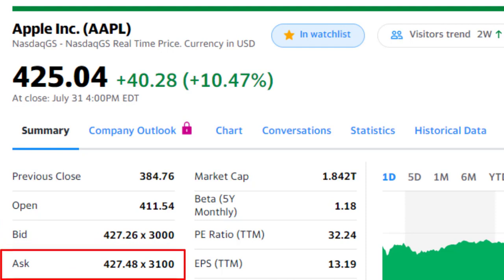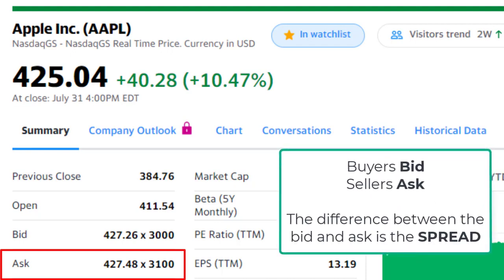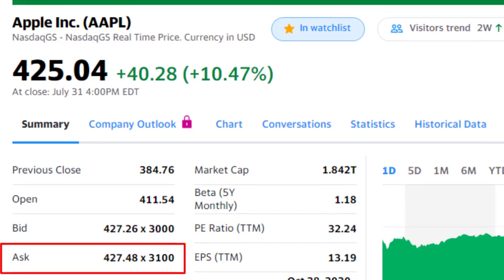The item just below that is the ask, seller's ask. So this is the cheapest that someone is willing to sell the stock for and the number of shares they're willing to sell at that price. In this example, it's $427.48 for up to 3,100 shares of Apple stock. Remember, buyer's bid and seller's ask. The difference between the two prices is called the spread. In this case, the spread is 22 cents. We will cover more on this in another training.